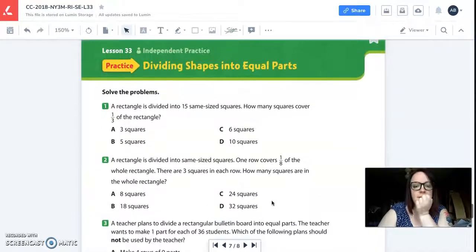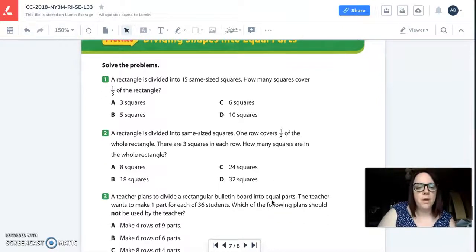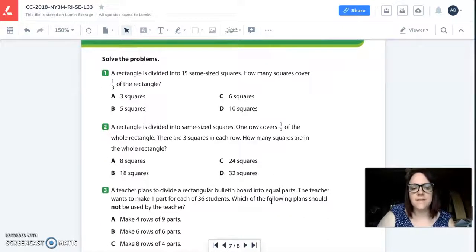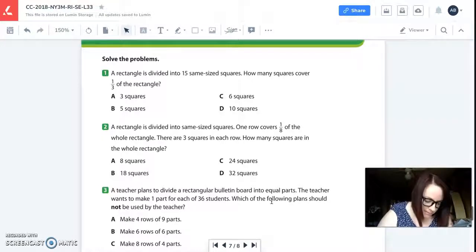All right, independent practice. We are at the end and our video might cut out, but that's okay. I will put in one more video. Okay, solve the problem. A rectangle is divided into 15 same size squares. How many squares cover 1/3 of the rectangle? All right, so I'm gonna draw this out on my paper.